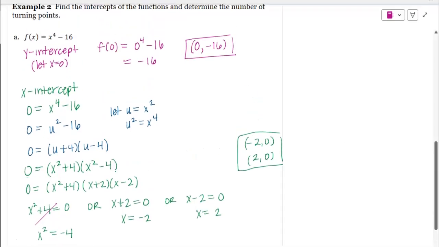So as we think about graphing functions that have higher exponents or higher degree, we want to use the y-intercept and the x-intercepts as points to sort of frame the graph for us.